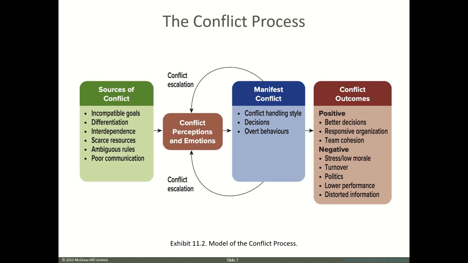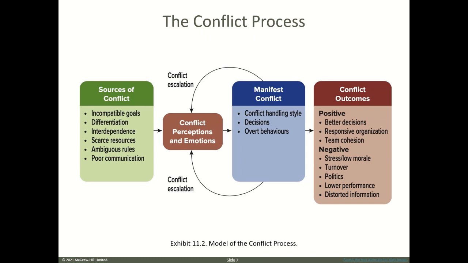Now, if we talk about conflict perception and emotions, what is that? Perception usually interacts with emotions and experiences. Then the conflict is manifested, meaning it comes into existence. A conflict episode involves decisions and behavior of one party towards the other. A decision is taken by one party and the consequences may be borne by the other party, and then that conflict will be shown and displayed in the organization.